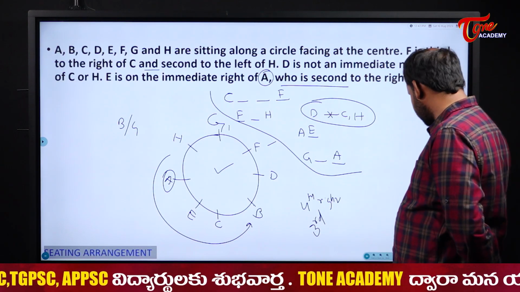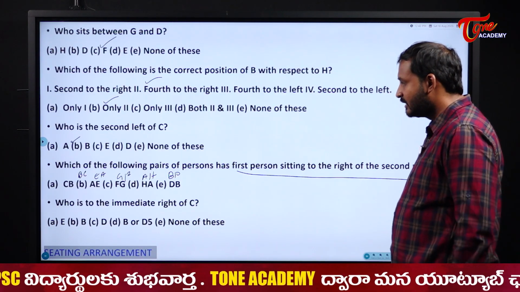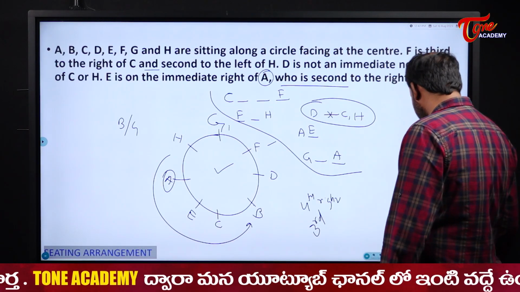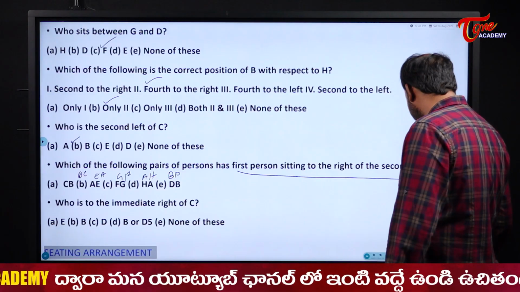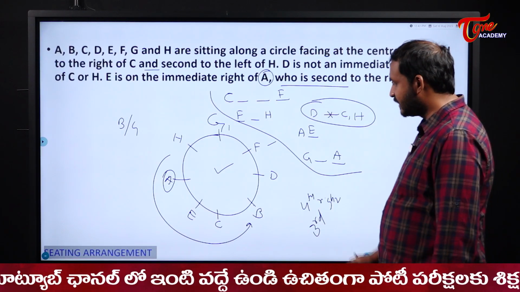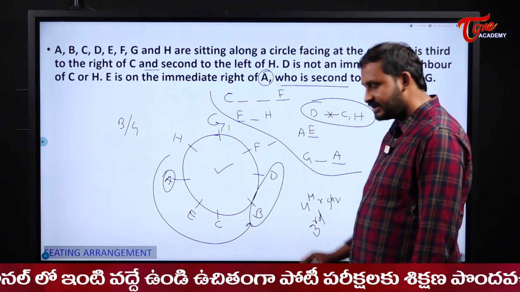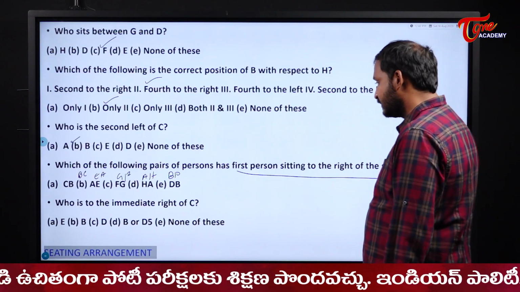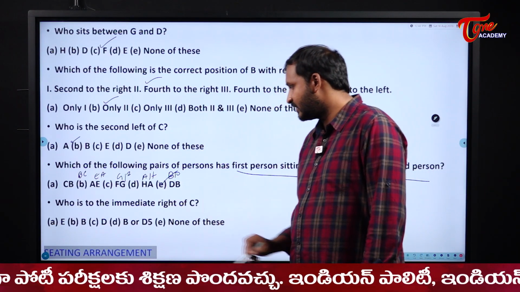Next one, AH. For A, right side I should have H, but here I have E. That is wrong. Next, BD. For B, right side it should be D. Yes, for B, right side it is D. So that is correct. So here option A.